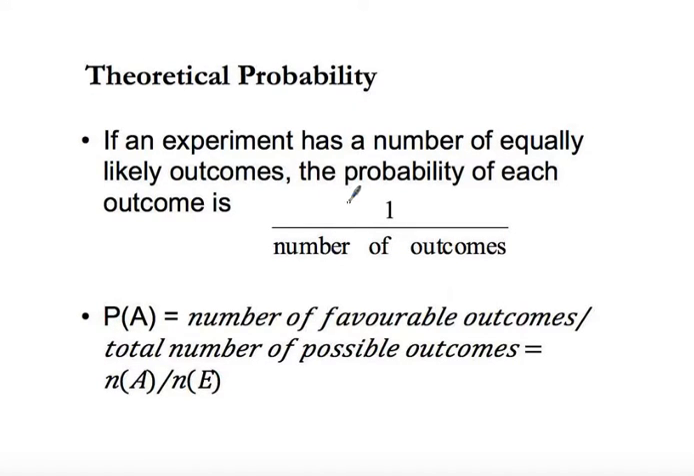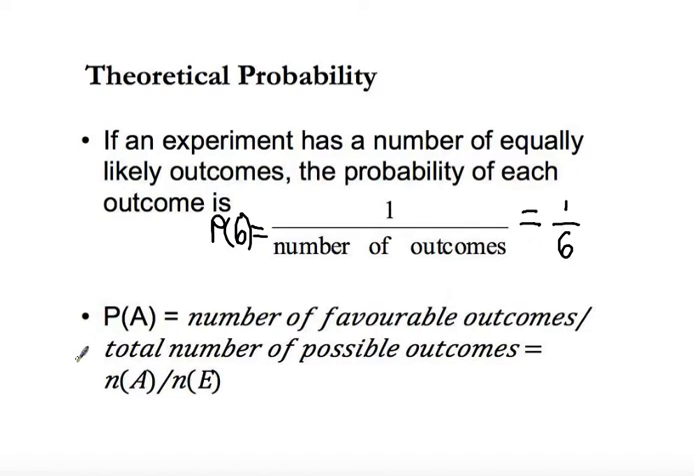Okay, so if an experiment has a number of equally likely outcomes, the probability of each outcome is 1 over the number of outcomes. So thinking back to rolling a six-sided dice, we had 6 sides, and so they were equally likely to occur. So if we had the probability of any particular number, let's say 6 for example, everyone wants to roll a 6, that would be 1/6 because it's shared equally between the 6 outcomes that are on a dice.